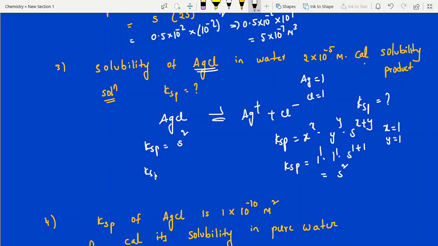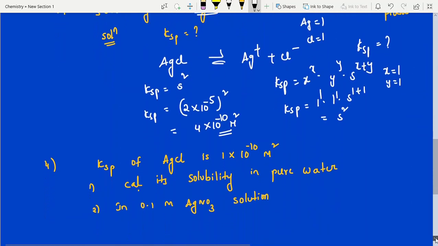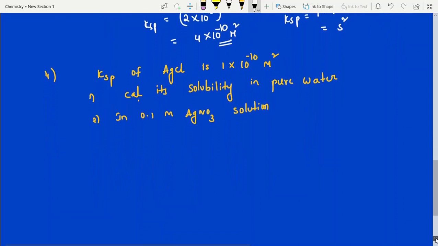So KSP equals s square. How much did they give? Solubility 2 into 10 to the power of minus 5 molar, whole square. Then 4 into 10 to the power of minus 10 molar square. So that's it, this is your answer. This can come even in a theory examination. You can expect it in NEET model, KCET model, MHT-CET level questions.